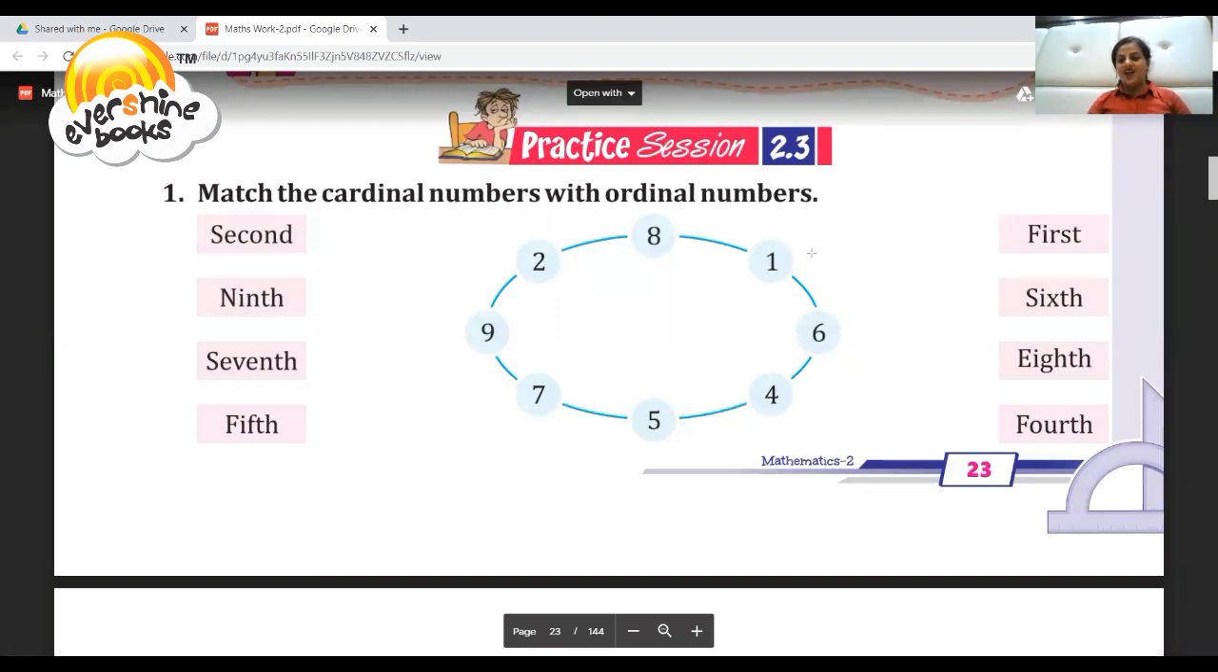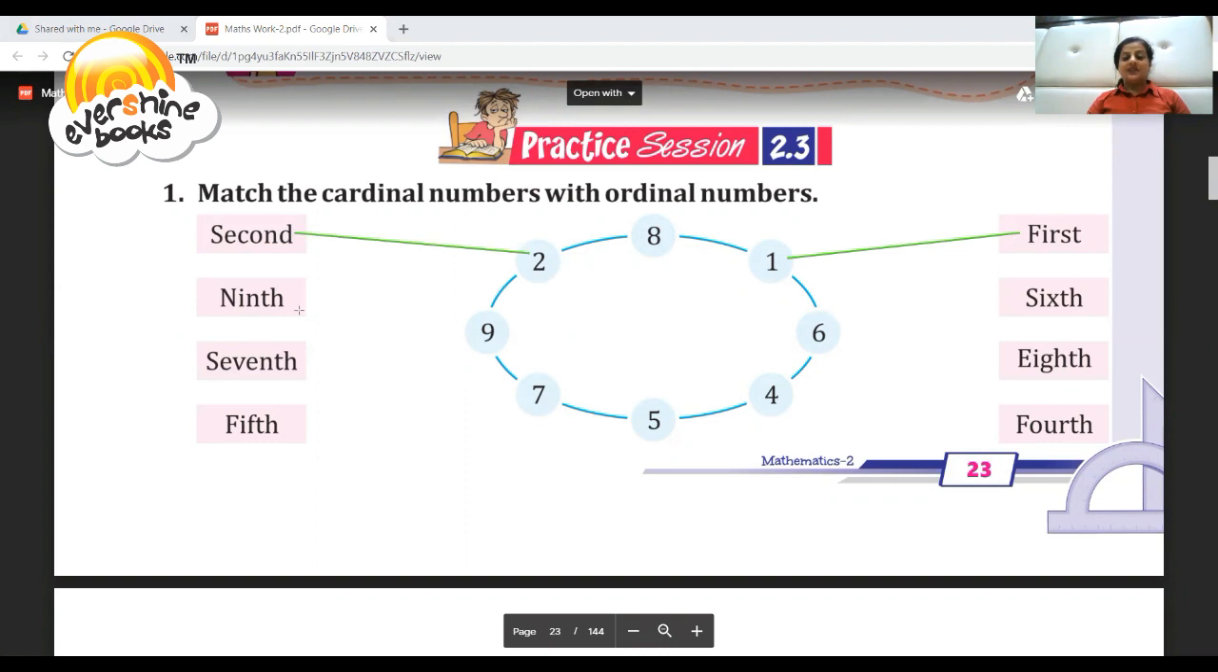One is written and first is written. We are going to match it with first. Yes. Here, 2 is written and second is written. This is the spelling of second. We are going to match it with second.